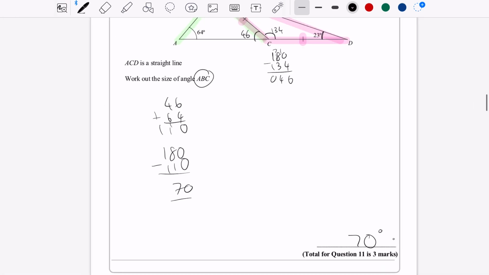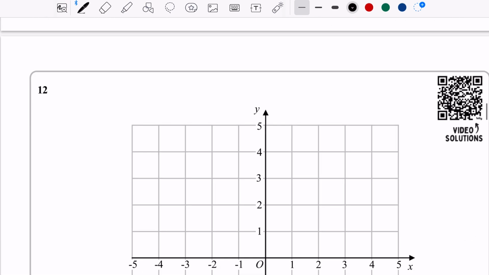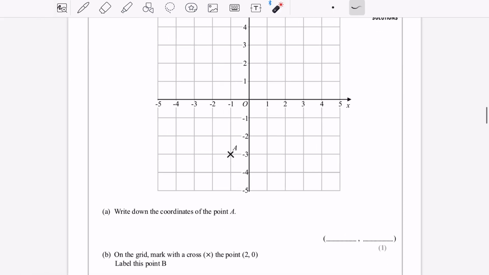Okay, actually, I'm a little bit surprised. Sometimes these could be worth more, and the question would ask you to show reasoning throughout your steps. But in this case, no need. Moving on. The coordinates of A: you go along the corridor, then up or downstairs, so -1 and -3.